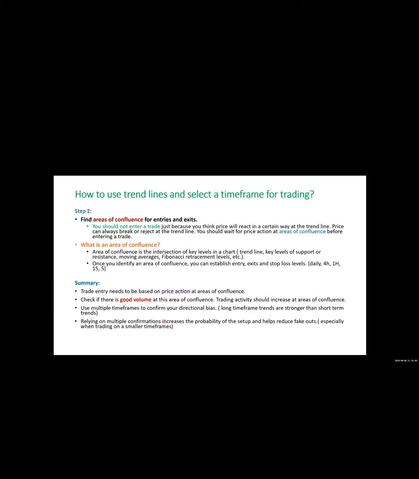Relying on multiple confirmations, that is using your multiple areas of confluence, seeing good volume, and also verifying multiple time frames, increases the probability of the setup that you're going to take. And it also helps you avoid fakeouts, especially when trading on a smaller time frame.